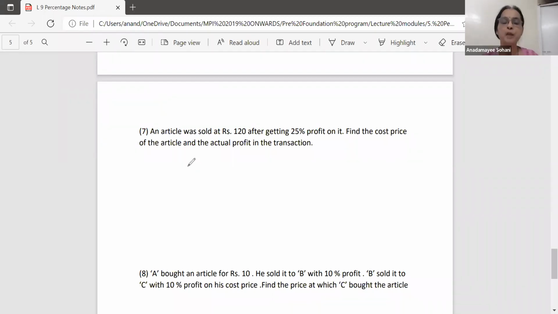Now look at this question. An article was sold at 120 rupees. So the sale price of the article is 120 rupees. Article was sold at 120 rupees after getting 25% profit on it. Find the cost price.